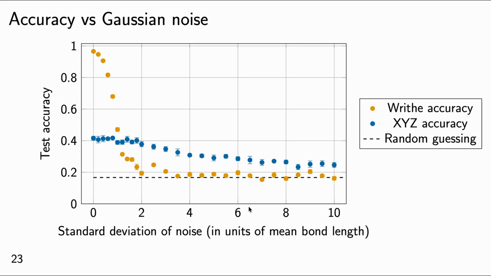This is probably just a reflection of the fact that the XYZ network is capable of learning the center of mass of each of the components, which is going to be constrained by the geometry and won't be changed on average by the addition of Gaussian noise.